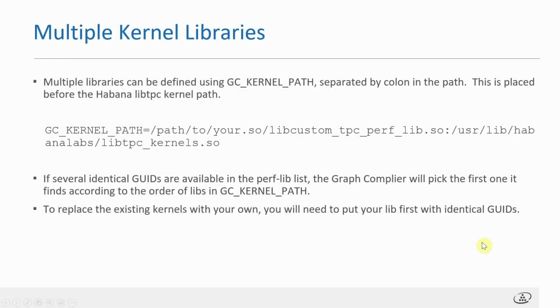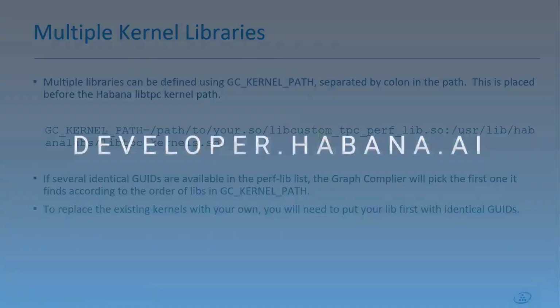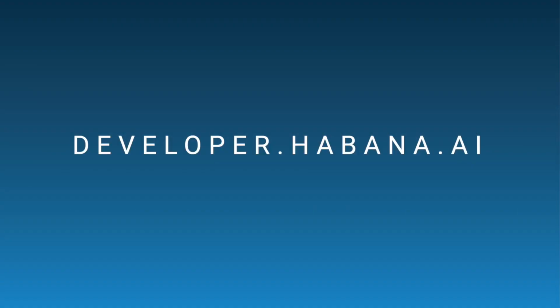For multiple kernel libraries, we need to set up the environment variable GC kernel path with each kernel library separated by a colon. The custom kernel library usually goes first. For more detail, you can always visit the Habana developer website or read the docs.